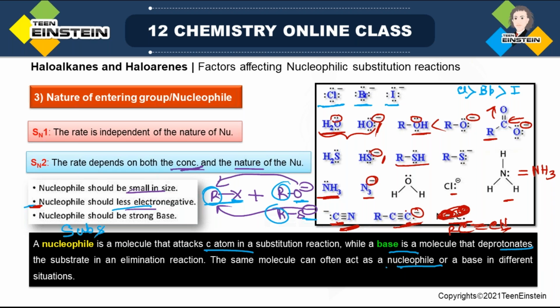NC minus is generated from molecules like KCN or NaCN, that is K plus, CN minus. So the negative charge is present over carbon. This is cyano, which can also act as a nucleophile. So this slide is all about nucleophilicity, that is, the order of nucleophilicity. And also here we have some idea about the difference between nucleophile and base. These two terms are very similar, but still there is some difference.